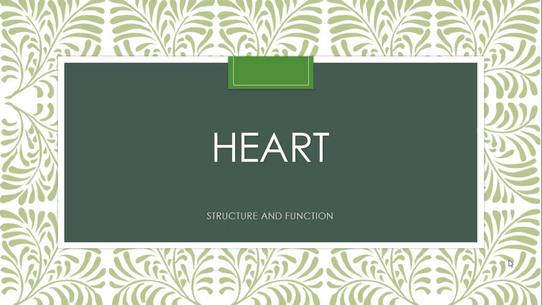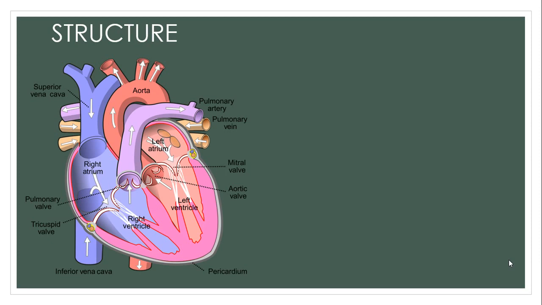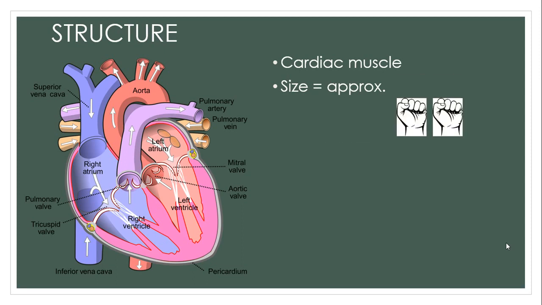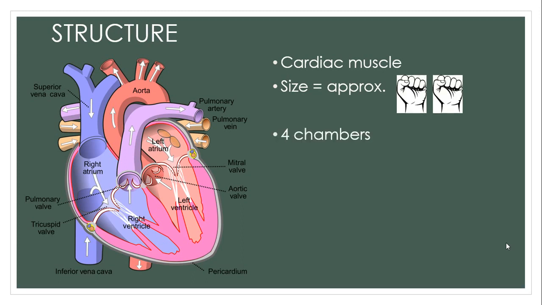Now we will see the third organ in the human circulatory system, that is the heart. Here we will see the structure and the function of the heart. This is the structure of the heart, it looks like this. The heart is actually made up of muscle which we call cardiac muscle, and this cardiac muscle is branched and intercalated, having intercalated discs, which we have already studied in class 9. The size is approximately 2 fists in an adult, whereas in an infant it is approximately 1 fist.